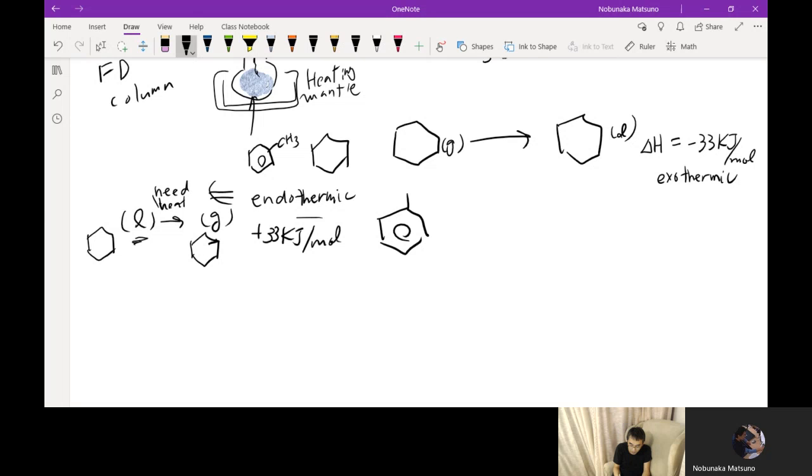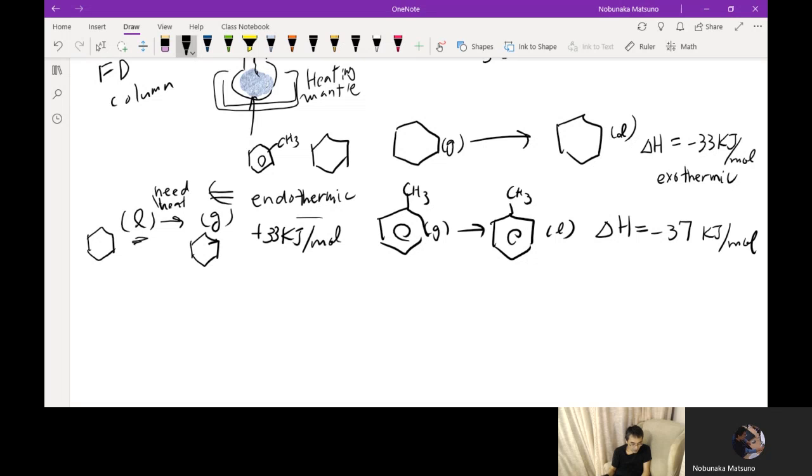Toluene gas going into toluene liquid, in this case you have delta H. Again, it's exothermic, about minus 37 kilojoules per mole, right? So in this case, you have 37 kilojoules of energy being released.